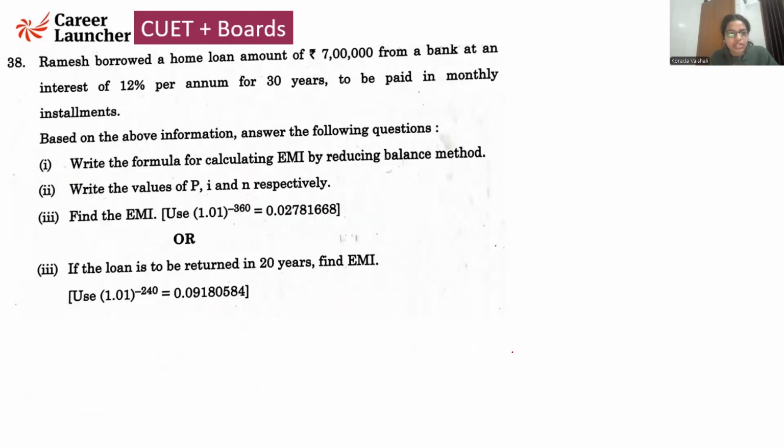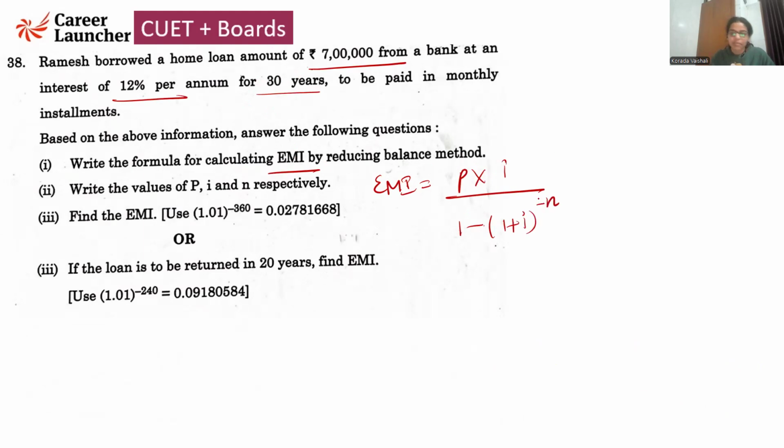Now the next one is 38. So it is a financial math based question. Ramesh borrowed a home loan of 7 lakh from the bank at the interest rate of 12% for 30 years. So we need to write down the formula for EMI by reducing balance method. So this is P into I, divided by 1 minus 1 plus I to the power of minus N. So first part is done.